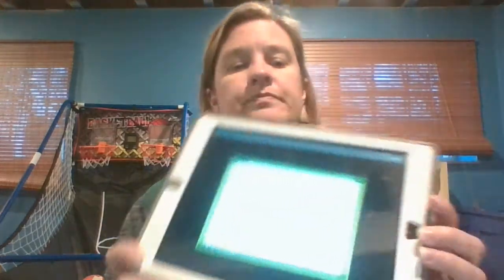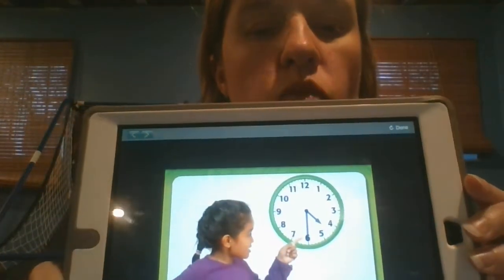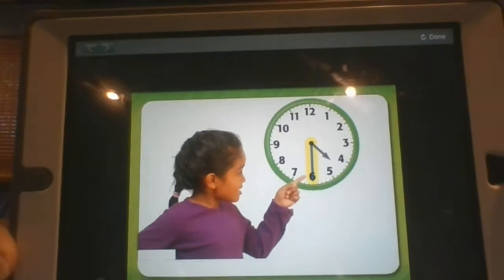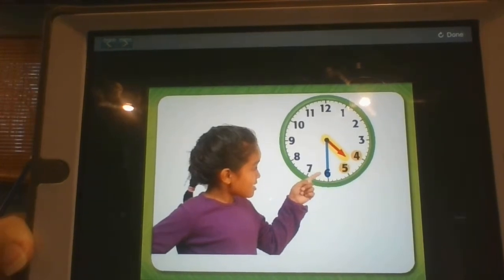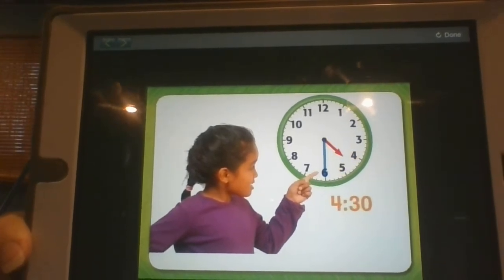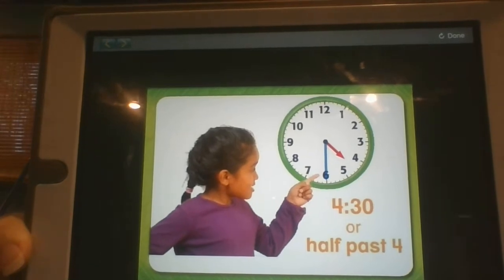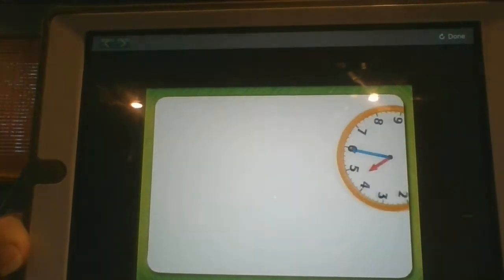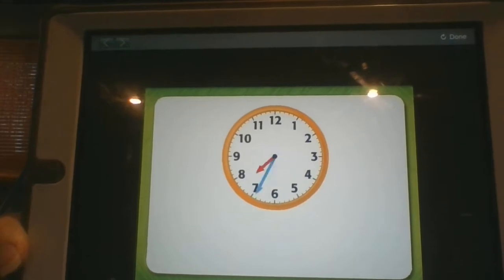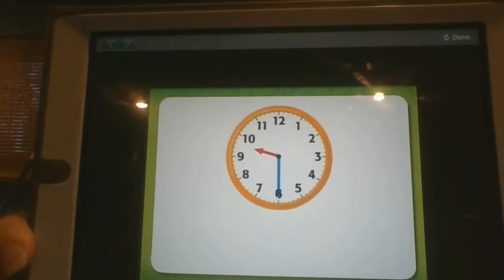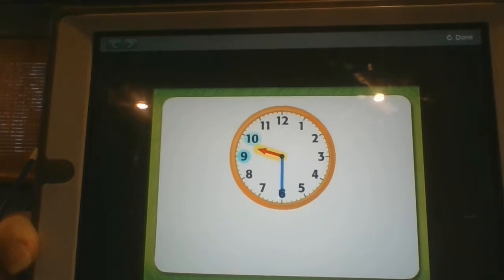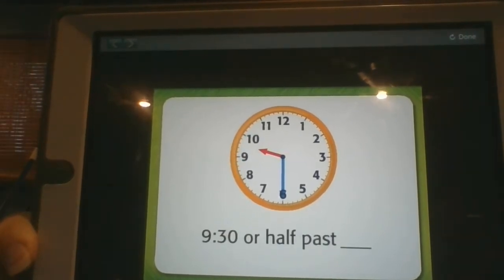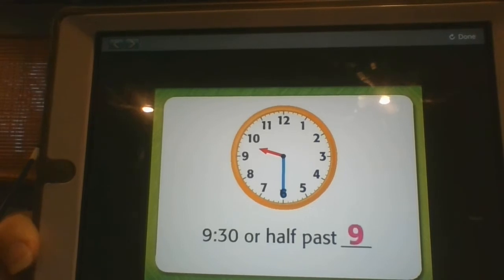This clock shows time to the half hour. The minute hand points to 6. The hour hand is between 4 and 5. It is 4:30. Let's try another one. This clock also shows time to the half hour. The minute hand points to 6. The hour hand is between 9 and 10. It is 9:30.